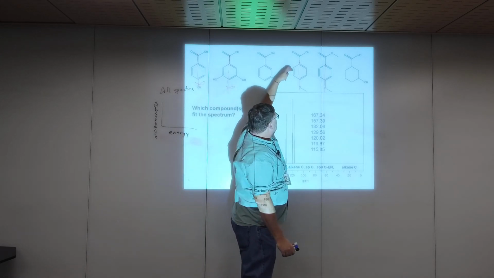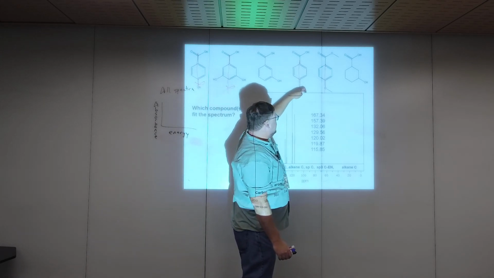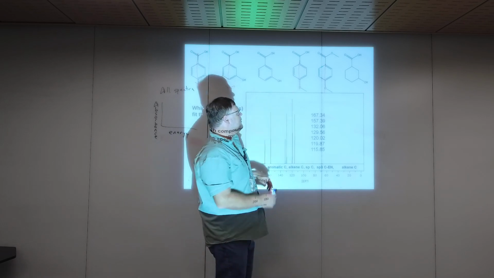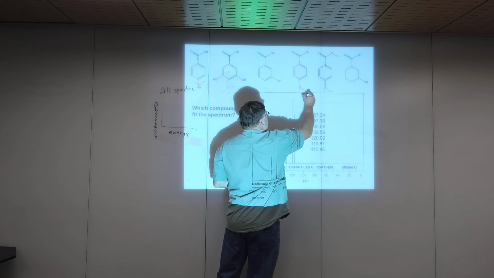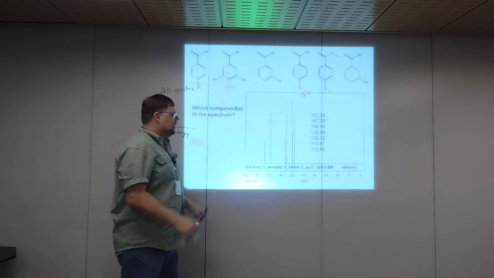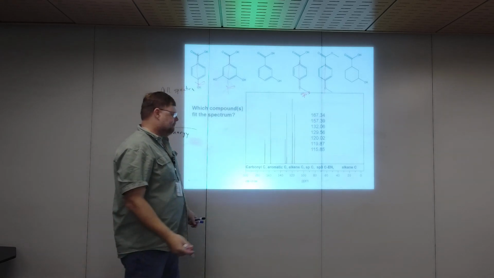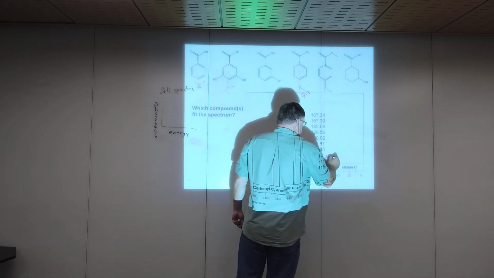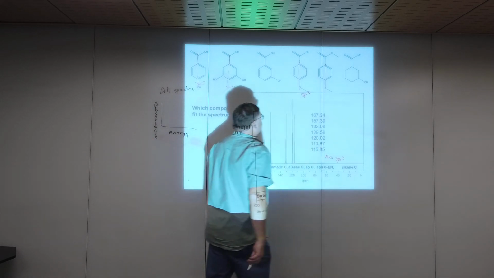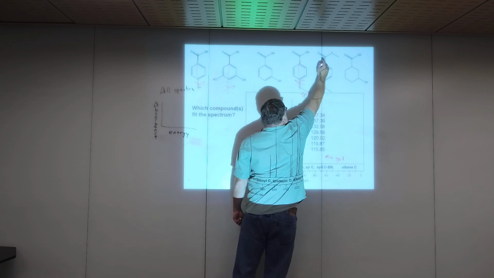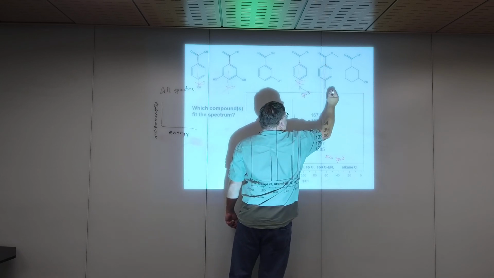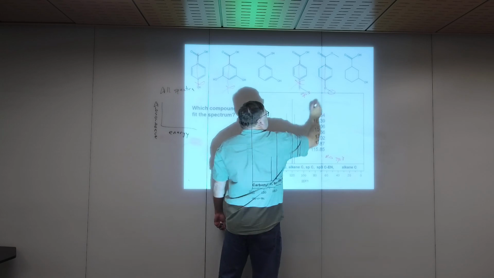1, 2, 3, 4, 5, 6. 6 is not 5. And the other thing you might notice, that's an sp3 carbon. Are there any sp3 carbons in this molecule? No. There's no sp3 out here. Okay? So we can rule this one out. Same thing here. 1, 2, 3, 4, 5, 6, and an sp3. So that one's out.